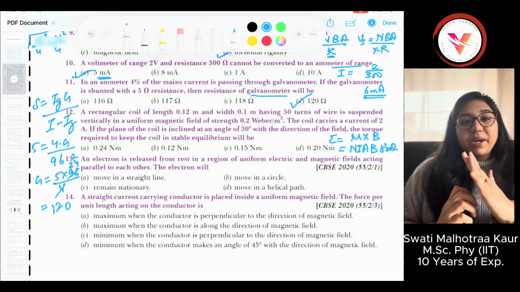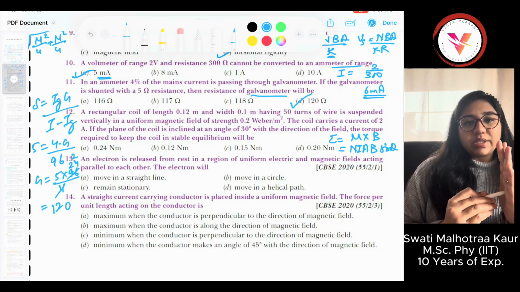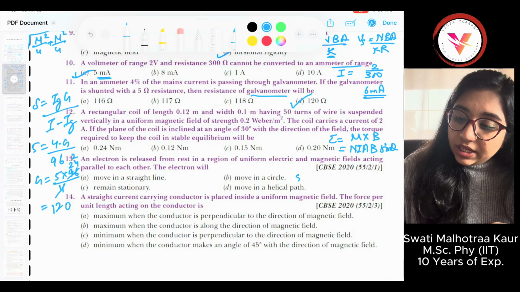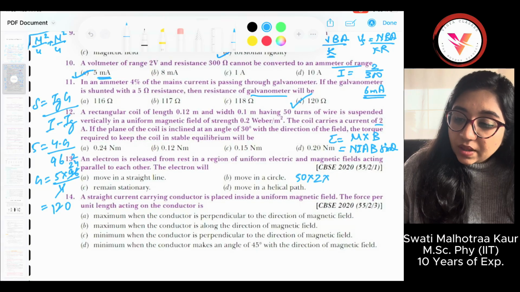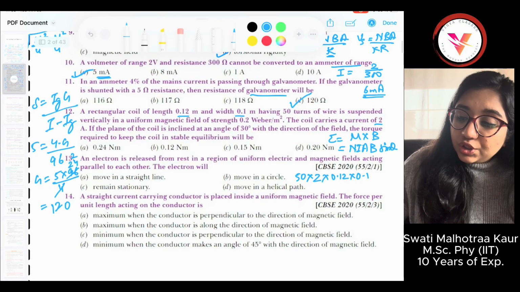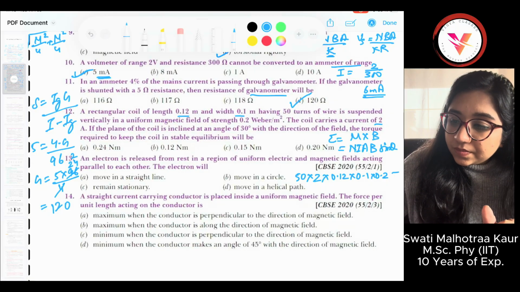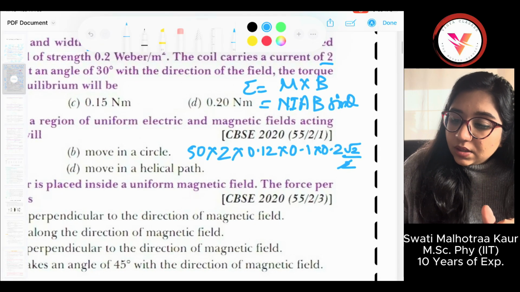Because the normal is perpendicular to the plane. If the plane is making an angle of 30 degree with the magnetic field, the normal will make an angle of 60 degree, and this theta is that angle. So the number of turns is basically 50. Current is 2 ampere. Area is length into breadth, which is 0.12 into 0.1. Magnetic field of 0.2, and sin 60 is root 3 by 2. Okay, I think you can see 2.